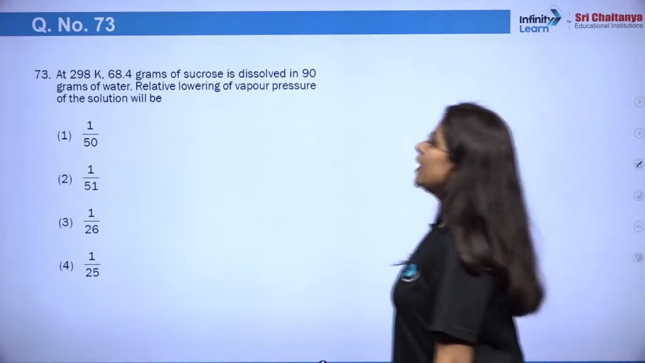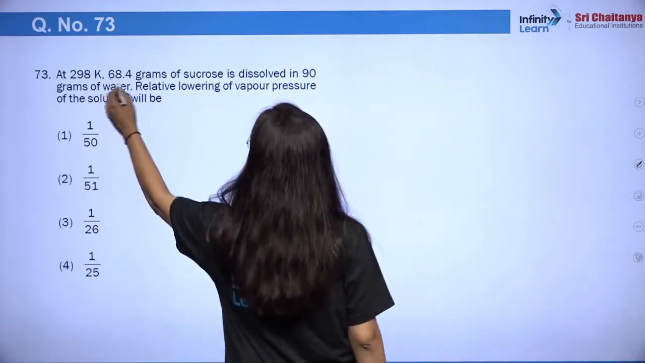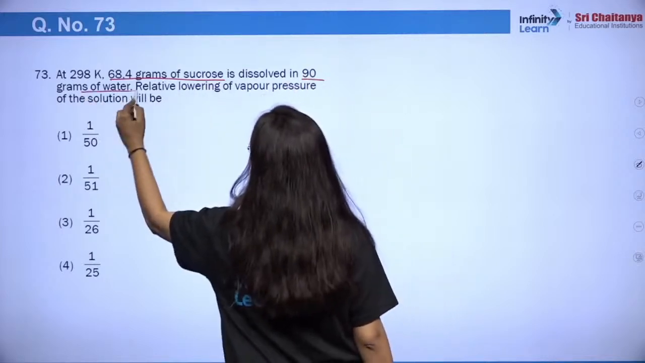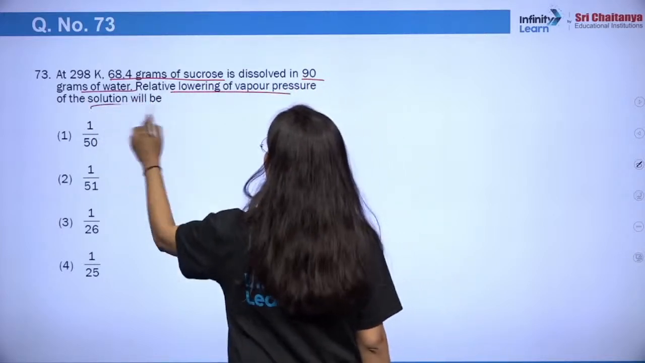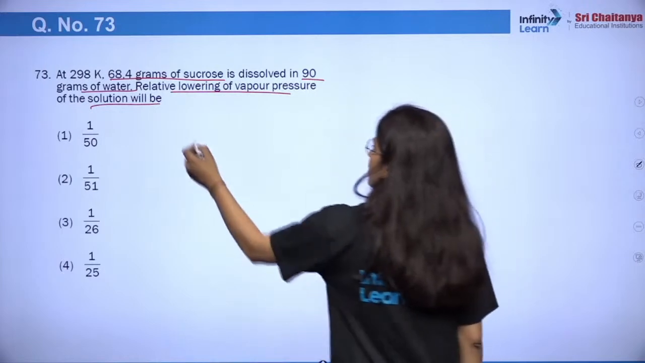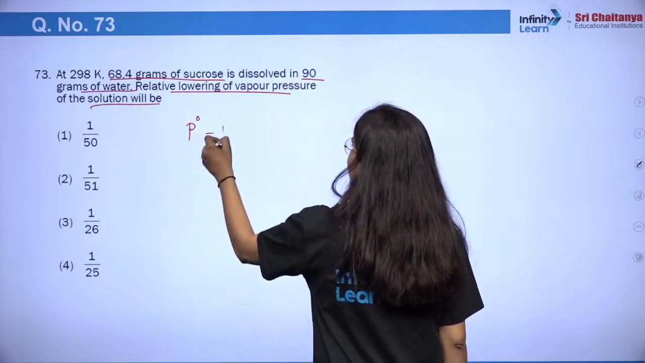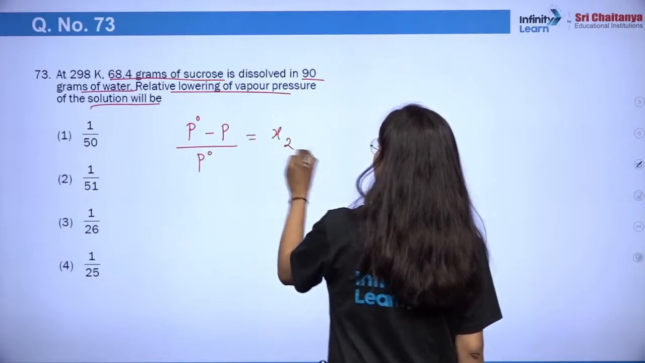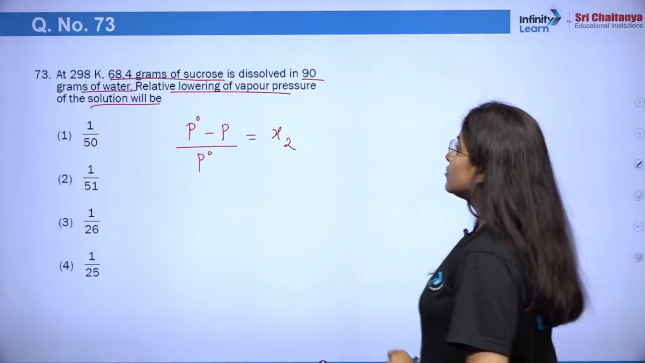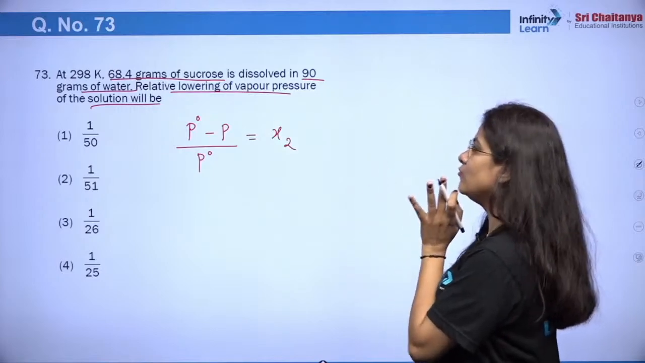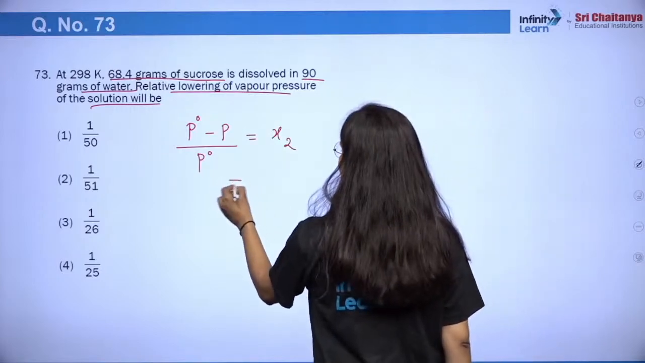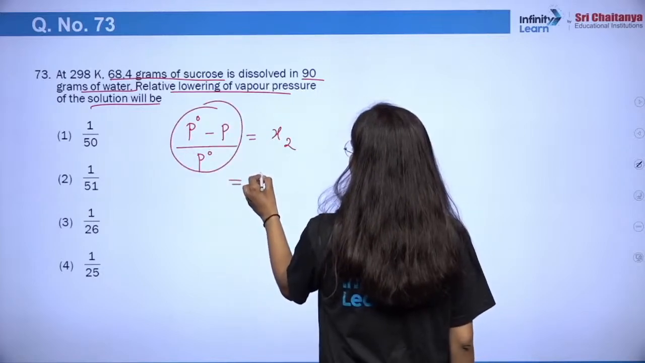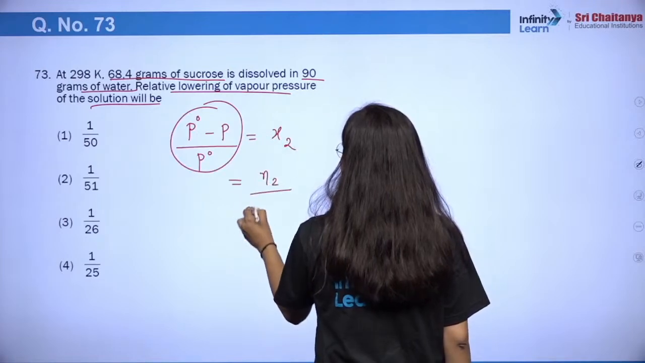At 298 Kelvin, 68.4 gram of sucrose is dissolved in 90 grams of water. The relative lowering of vapor pressure of the solution will be? So what is the formula of relative lowering? (P0 minus P) by P0 is equal to the mole fraction of solute. Sucrose here is dissolved in water, so I'll write this. This I need to calculate, right? So it will be N2 upon N1 plus N2.